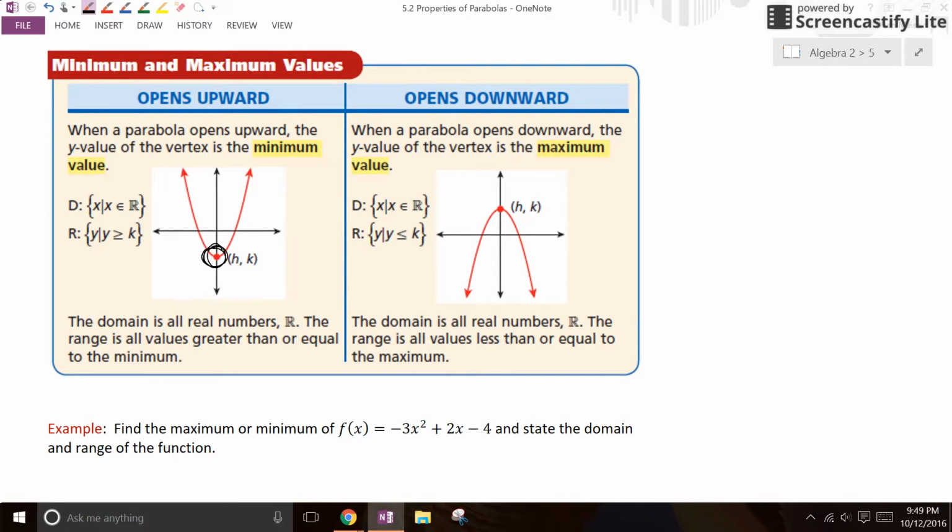Usually the y value will be the lowest y value that ever exists on that graph. So when you talk about the range, you know the lowest point of the graph is that y value.